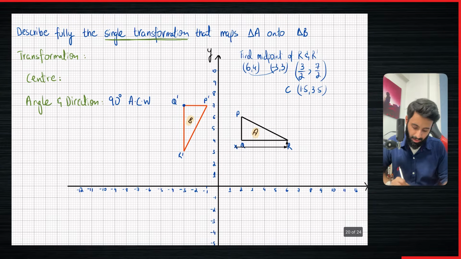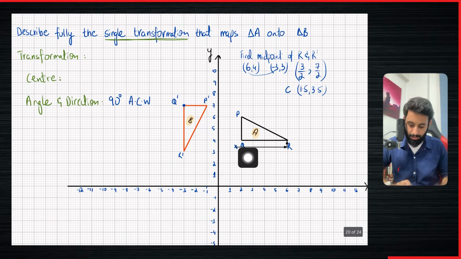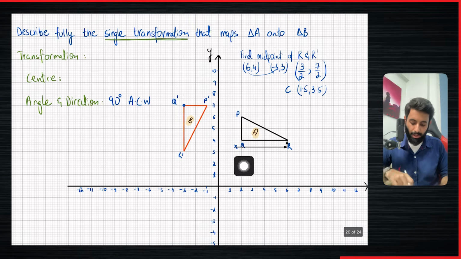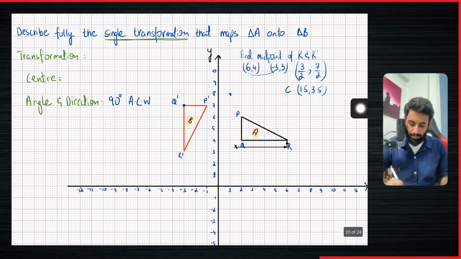Okay, so let's count the number of units. Half, 1, 2, 3, and 4. So 4.5 units to the right and half unit up. Okay, let's do that again. 4.5 units to the right and half unit up. So if I rotate this 90 degree anti-clockwise, that means taking it 4.5 units up and half unit to the left. So let's do that. Half, 1, 2, 3, 4, and half unit to the left. So that means this is where we're at.